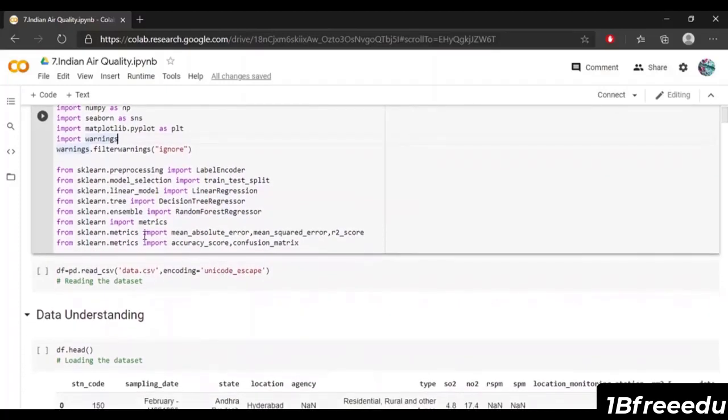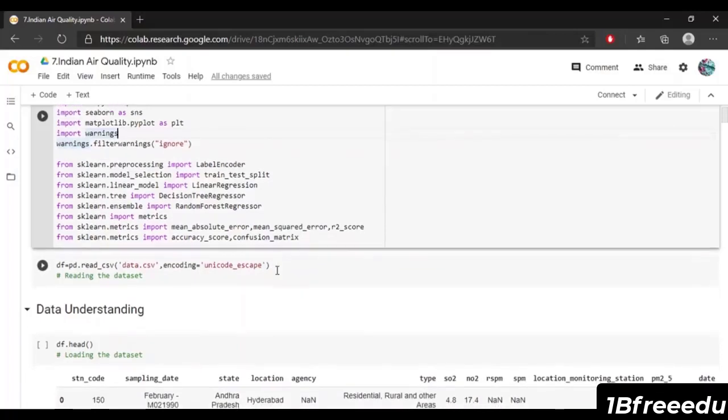And again, I've already told you we are going to also use classification models on this data set. And those classification models are not going to get evaluated with the help of mean absolute error, mean squared error. These are for the regression models. And over here, accuracy score and confusion matrix are for the classification machine learning models. So let us see ahead.